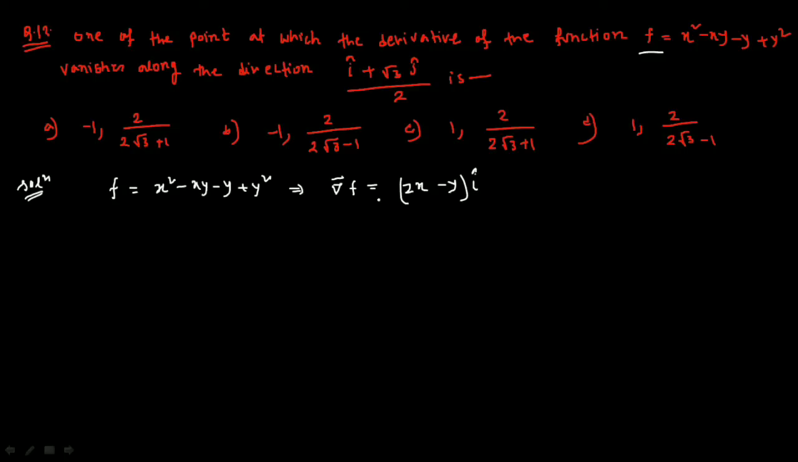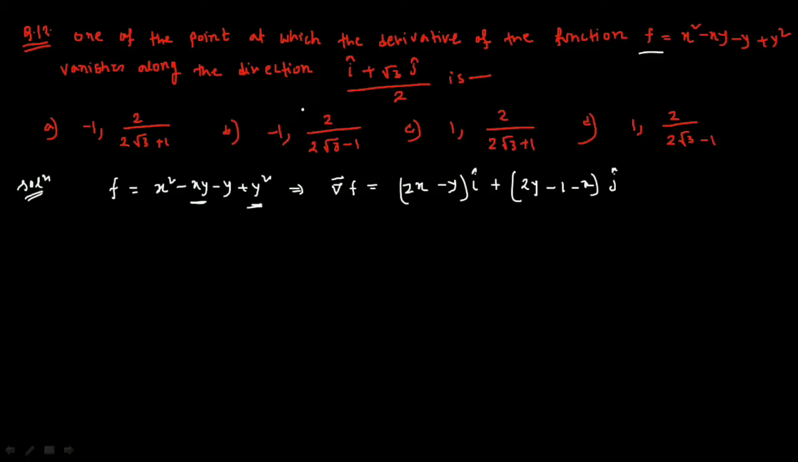Now you have to find del f del y. For del f del y you will get 2y from here, and minus 1 from here, and from here you will get minus x. That will be the j cap. And there is no k cap because it's a function of x and y only. So this will be our gradient of f.